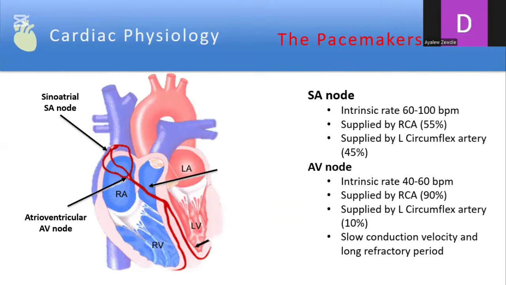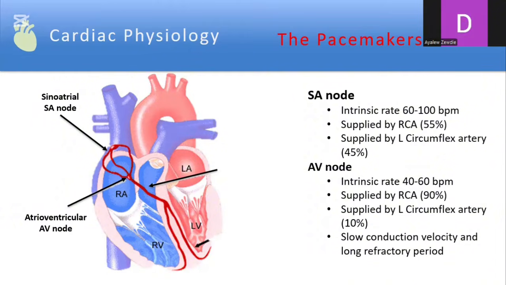The SA node has an intrinsic rate of 60 to 100. The main supply is the right coronary artery, which accounts for around 55%, whereas the left circumflex supplies the rest. The next one, from the SA node, goes to the AV node, with an intrinsic rate of 40 to 60 beats per minute. It is predominantly supplied by the right coronary artery. The AV node has two functions. The first is to slow the conduction velocity, and it also has a long refractory period. So the main predominant one is the SA node.